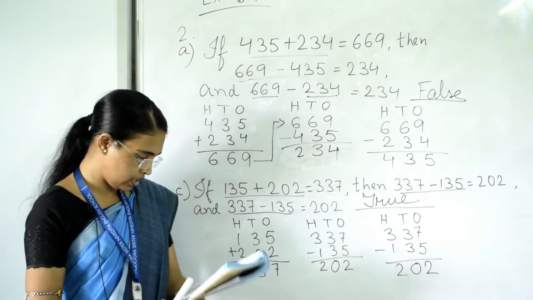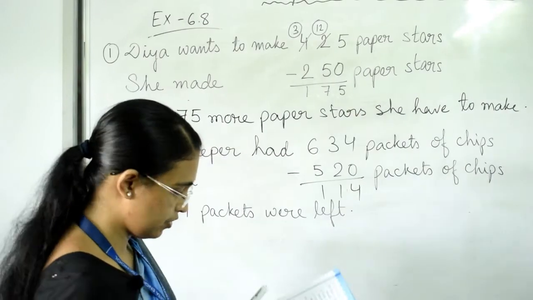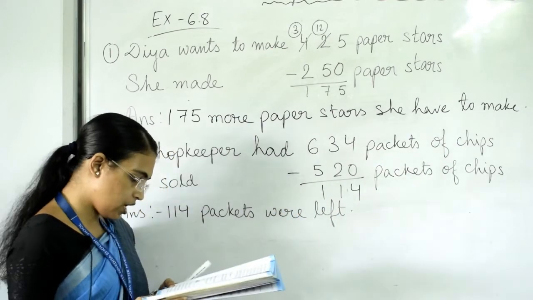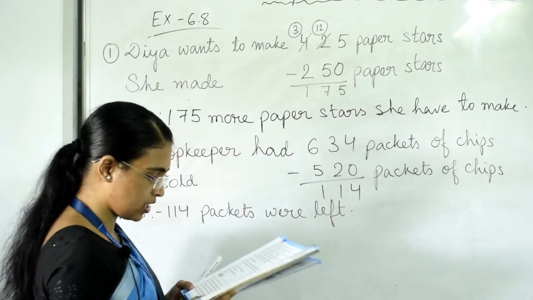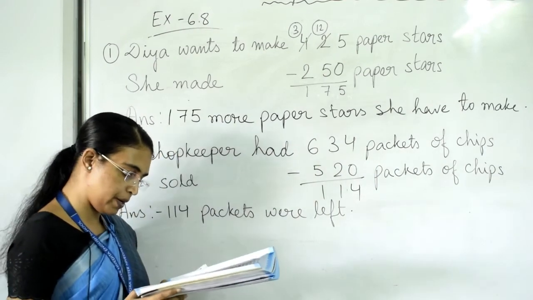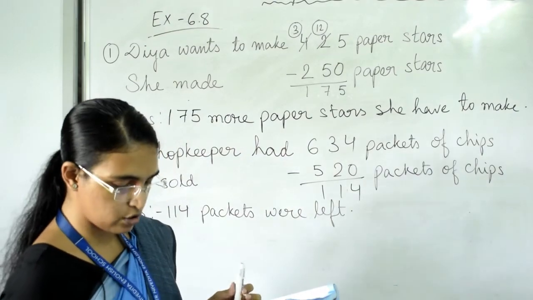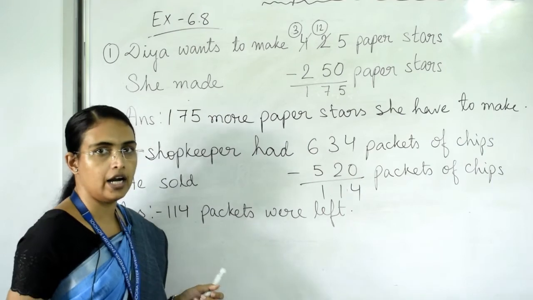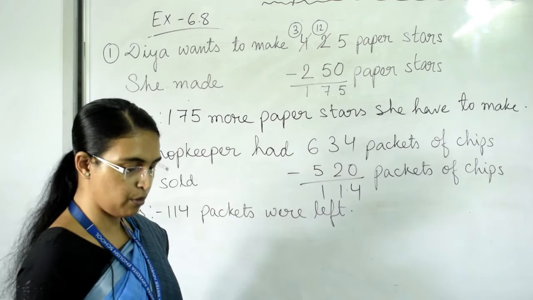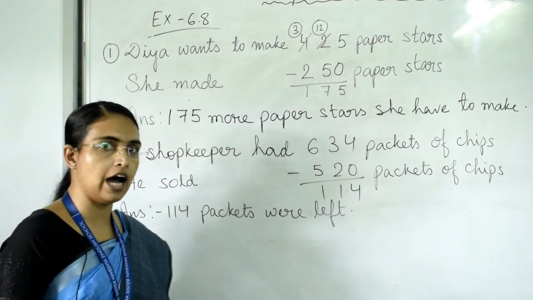This is your homework. Now we will do exercise 6.8. Solve the following word problems. Number 1. Dia wants to make 425 paper stars. She has made 250 paper stars. How many more paper stars does she have to make? So Dia wants to make 425 paper stars, and she already made 250 paper stars from 425. So how many more paper stars does she have to make?